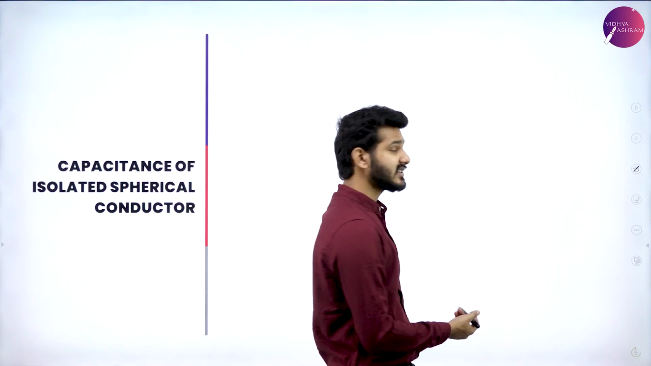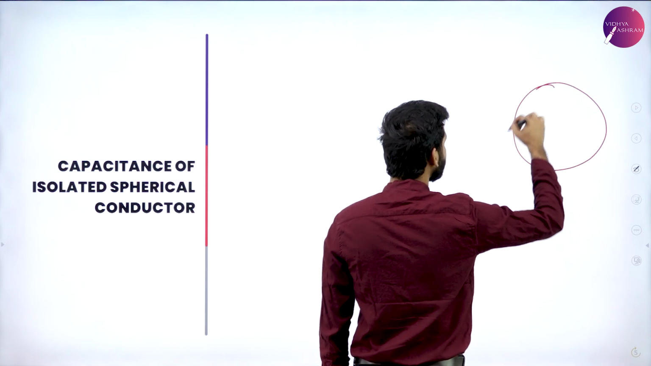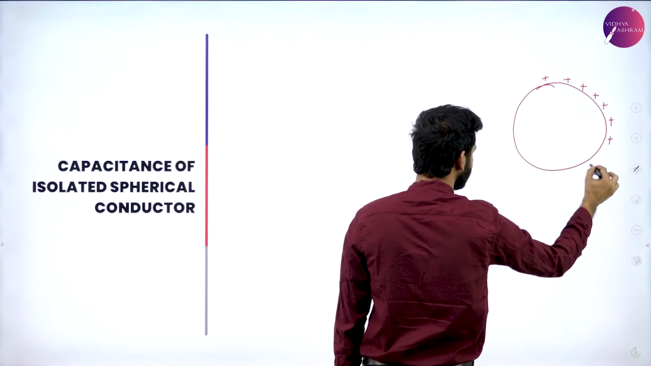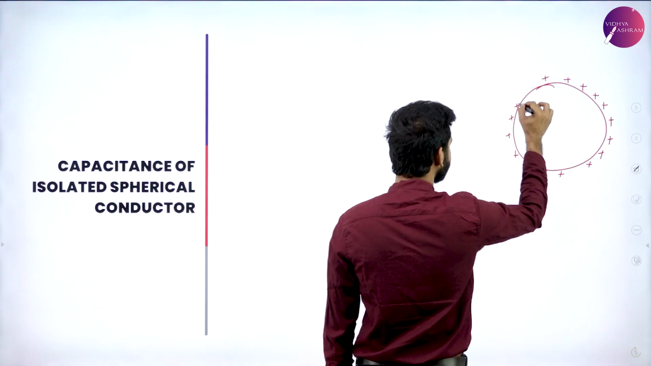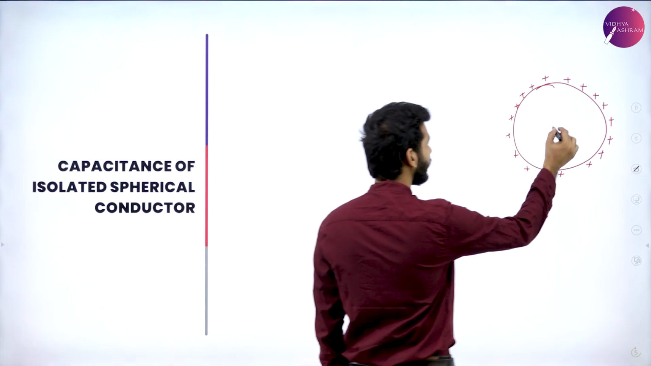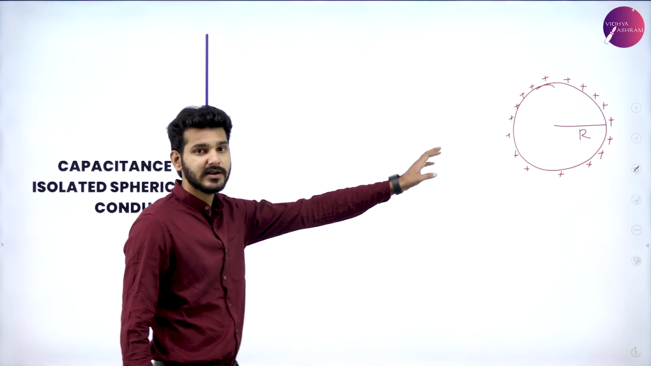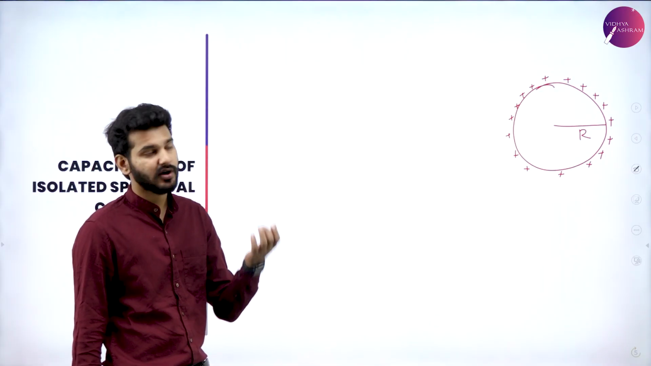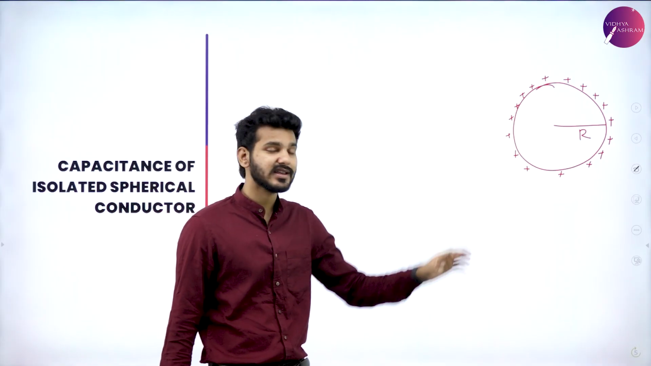So what is a spherical conductor? It is a round sphere which has charges spread out uniformly through the surface. So I have a sphere, let's say, of radius r, in which charges are distributed evenly. I want to find out what is the net capacitance of that particular sphere. And we are considering that this particular sphere is isolated.